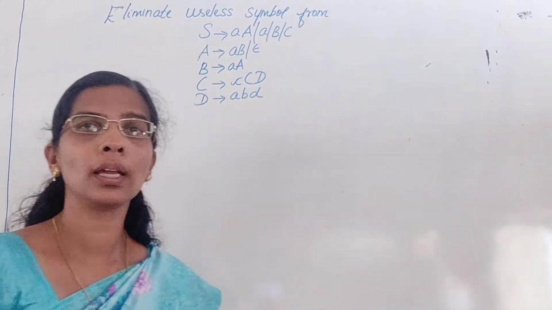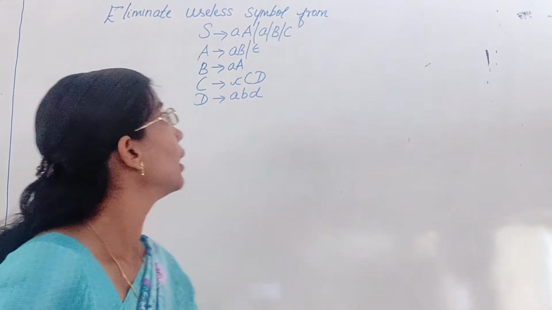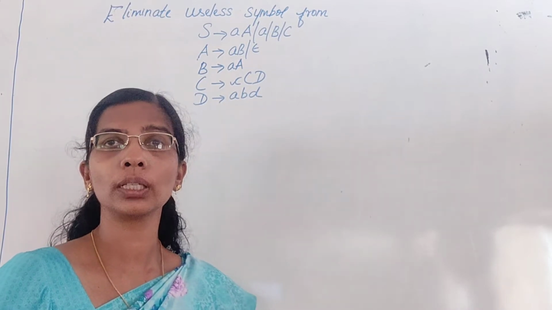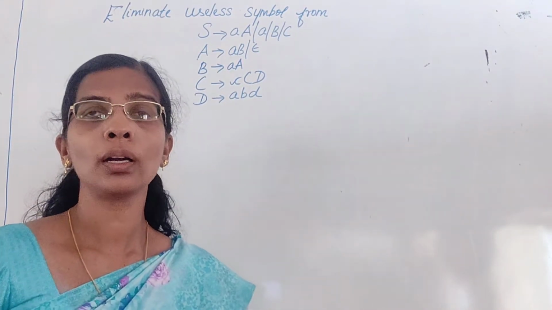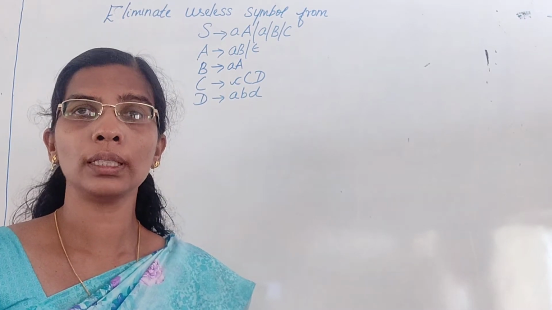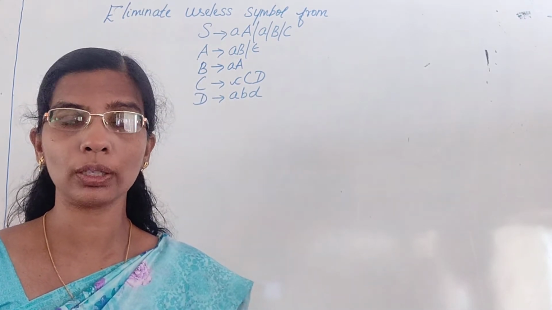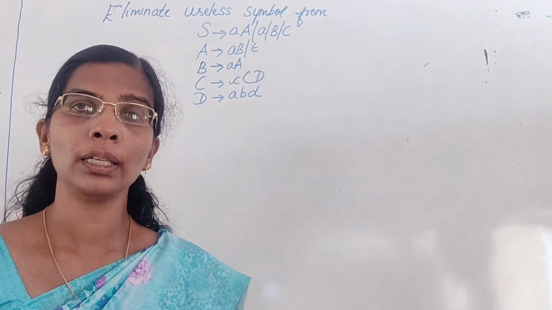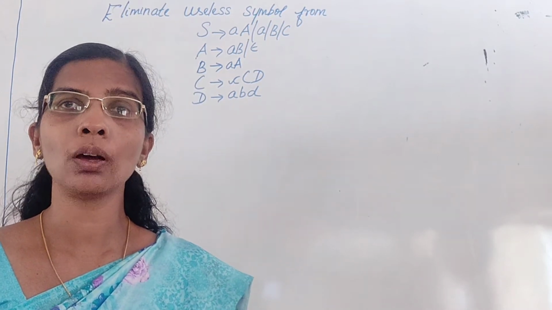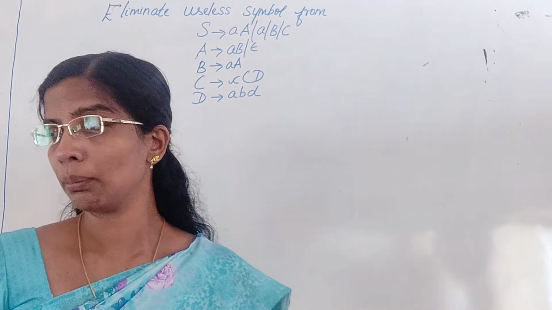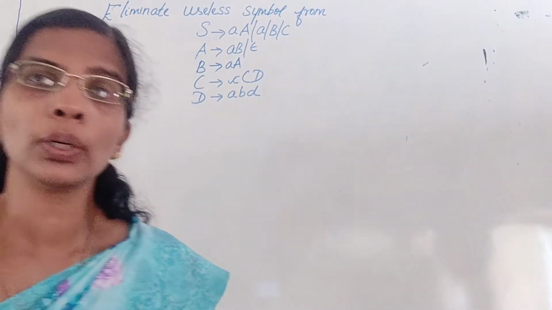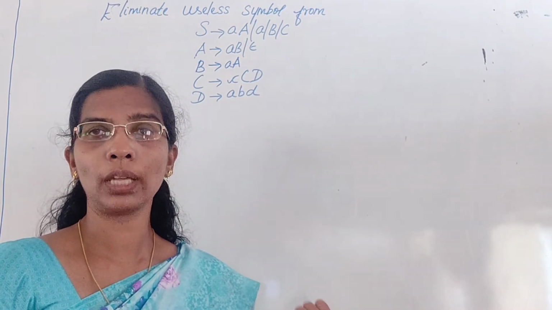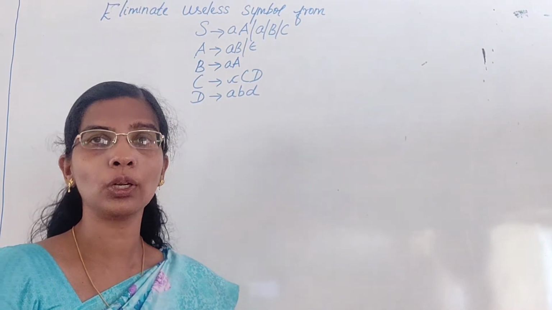Hi students, in this video we'll discuss eliminating useless symbols from the given context-free grammar, or as you know, the simplification of the given context-free grammar. You may get a question like either eliminate the useless symbols from the given grammar or simplify the given grammar. In the previous video we have seen one example, and one more example we'll discuss in this video.